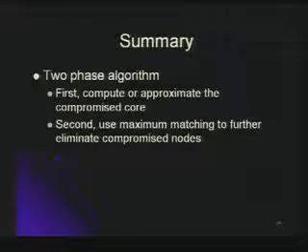So in summary, our approach is composed of two phases. In the first phase, I'm going to approximate the compromised core. In this phase, I'm not going to introduce any false positives. Then in the second phase, I'm going to use maximum matching to further eliminate the compromised nodes in the resulting remaining graph.